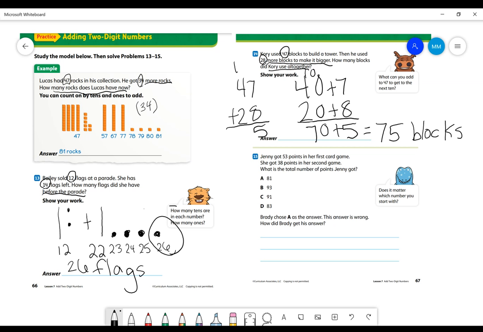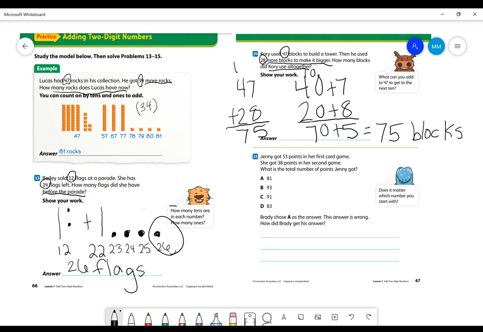Now I can add all my tens together. 1 plus 4 is 5, plus 2 more is 7. I got the same answer, but this showed how those numbers are split into groups of tens and ones. All right, let's go on to 15.